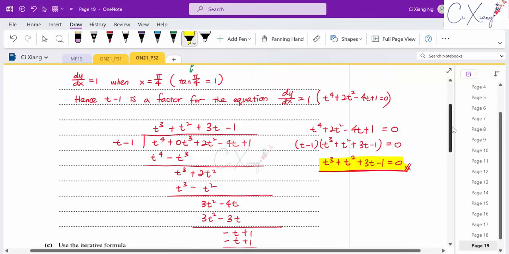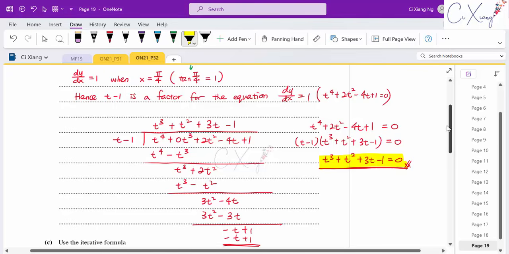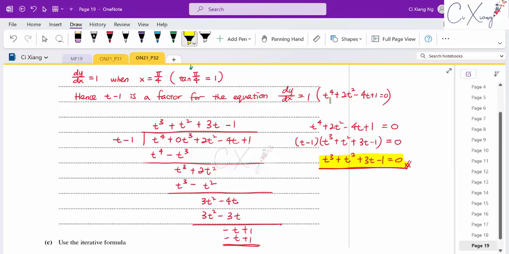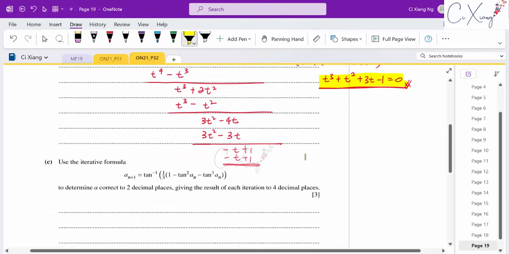So this is how we try to reduce the original polynomial with t power 4 to become the polynomial with t power 3. To reduce it, you have to apply long division. But of course, before the long division, you need to know what the factor is for this particular polynomial. So this is how we solve part B for this question. And now let's proceed to the next part.